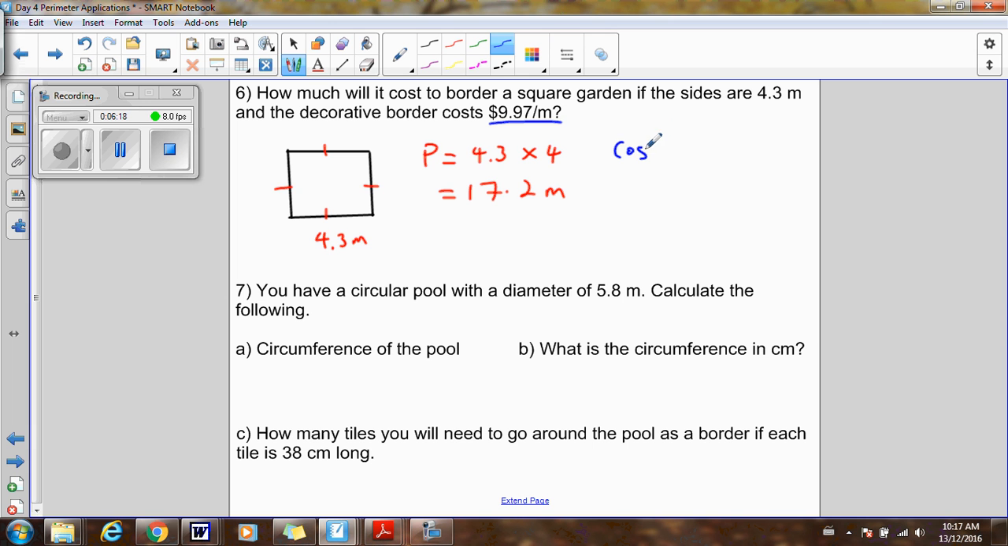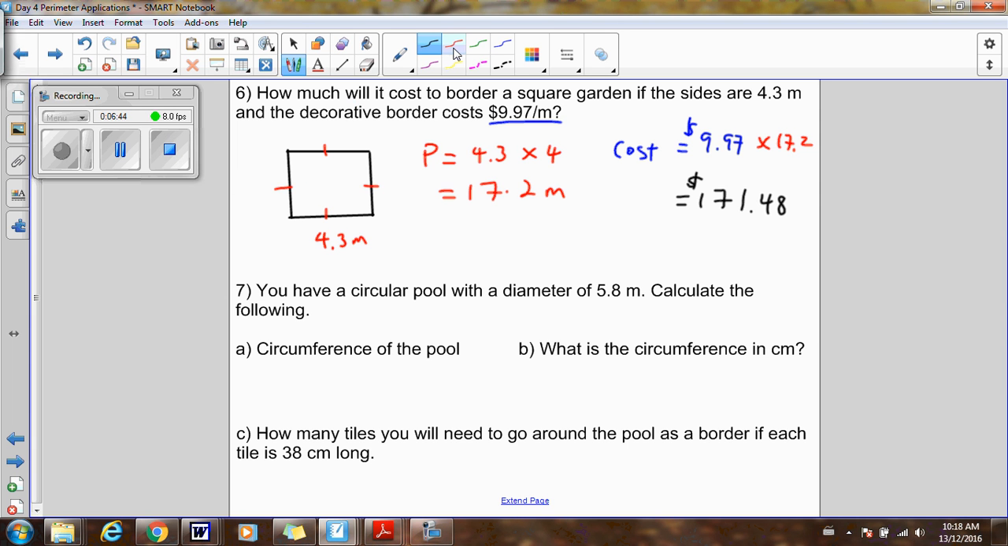To find the actual cost, you take 9.97, that's the cost per meter. Remember, we have to multiply by the perimeter, which is 17.2, and then you're going to get the answer $171.48. Okay, that's how much it costs to put the fence around the border of your garden.